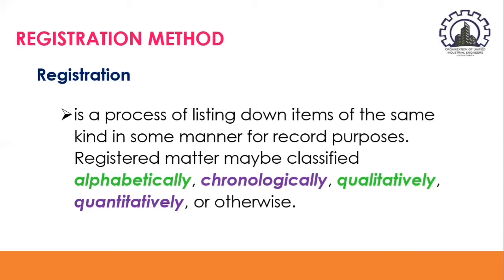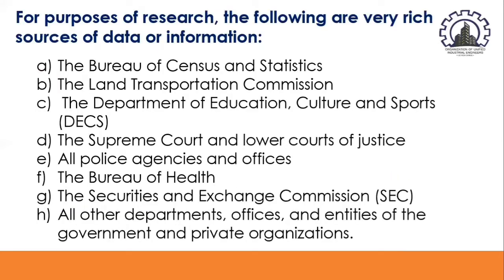So for the purpose of research, okay, the following are very rich sources of data or information under the registration method. So under the registration method, we can collect the information from the Bureau of Census and Statistics for almost all kinds of data about population, housing, industry, trade, etc. Or the Bureau of Census and Statistics, or what we call the NSA, or the National Statistics Authority as well.